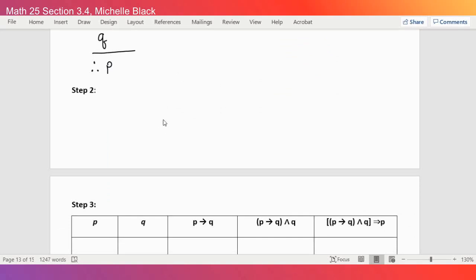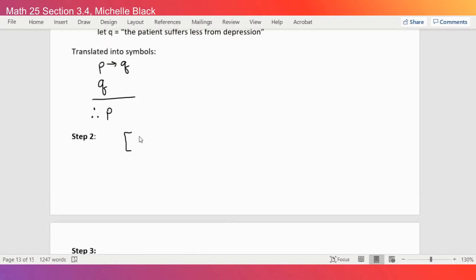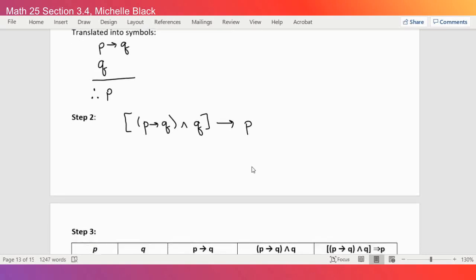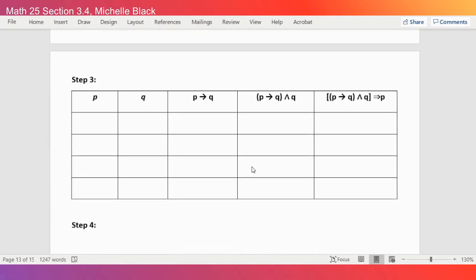Step 2 is to write this as an implication. So premise 1 is if P, then Q, conjunction with Q. Remember, this is an if-then, so if P, then Q, and Q, then P. All right, I already have the truth table set up for you, so again, take a second to try it on your own and then come back to the video and check your answers.